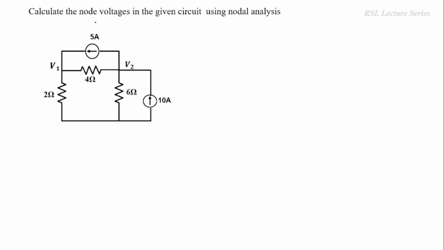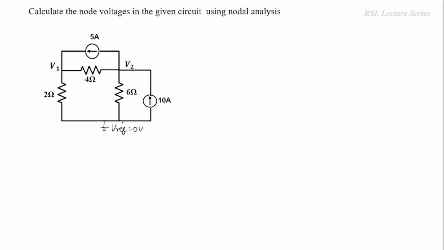This is the given question. Calculate the node voltages in the given circuit using nodal analysis. In the given problem we have 2 current sources, 5 ampere and 10 ampere sources, and 3 resistors. Here V1 and V2 are the 2 unknown values of node voltages, and this is the reference node. Reference node will be at 0 volts.